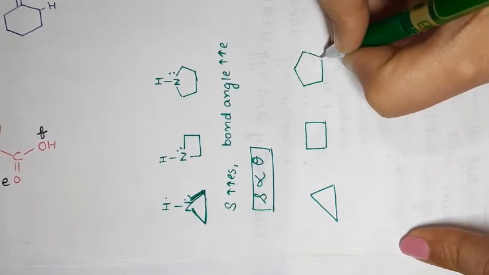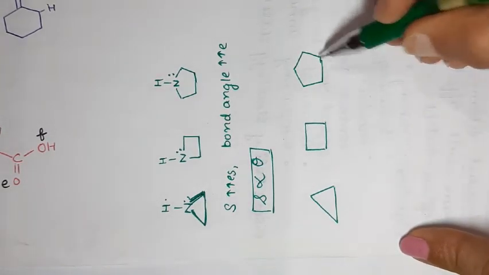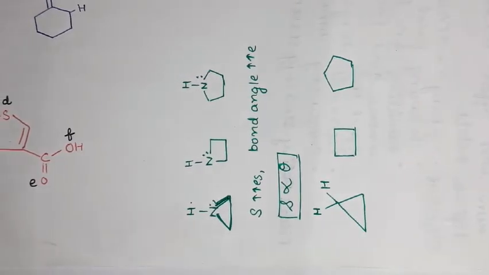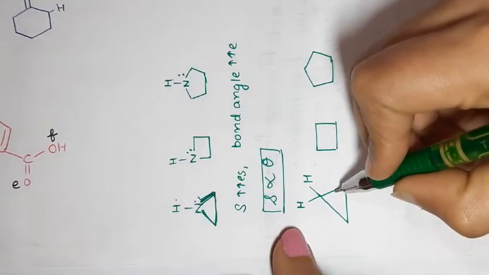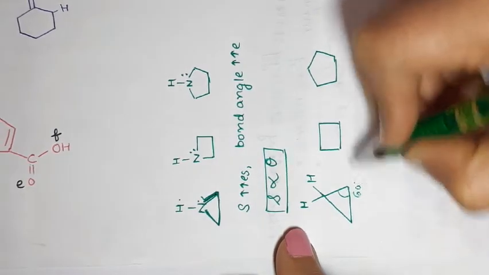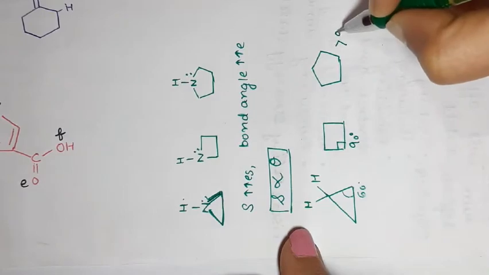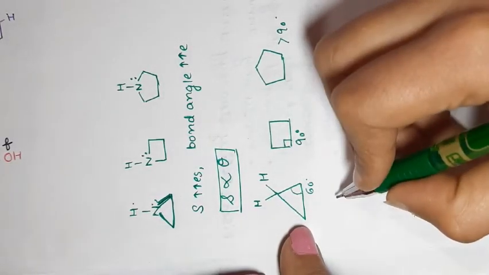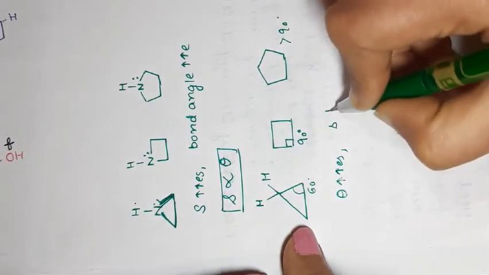To understand the correct S and P character in these bonds, here we will be discussing cyclopropane. In this case, the bond angle is 60 degree. In this case, the bond angle is 90 degree, and it is greater than 90 degree in this case. Now when bond angle increases, S character tends to increase.